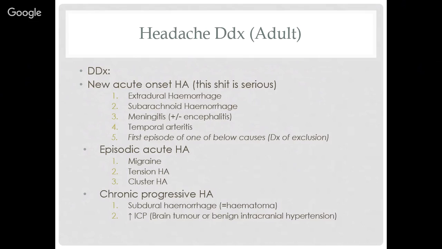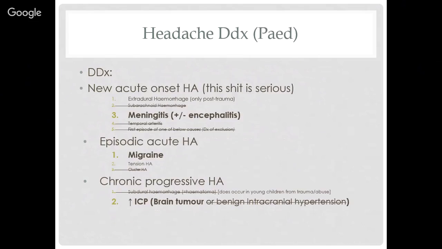So it's the same headaches for peds. There's just a few things that you can get rid of. Extradural hemorrhages are really just a post-trauma thing. So if the kid got hit by a cricket ball, then obviously that might be in your differential list. But if there's no serious trauma before the headache, it's not an extradural. Subarachnoid technically can occur in pediatrics, but it's not really. Temporal arteritis, you need to be over 50, so that's definitely not peds.